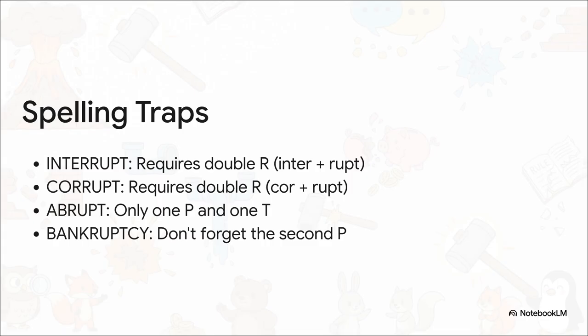Now take a look at abrupt. Spellers constantly try to add extra letters here. Just remember it's ABRUPT, only one P and one T. And finally, whatever you do, never forget the hidden P in bankruptcy. Sound it out clearly in your head, bankruptcy.